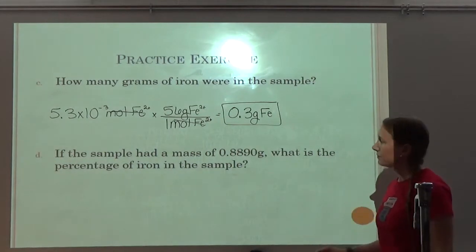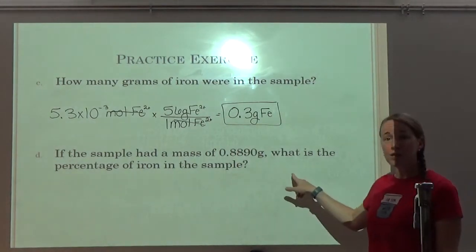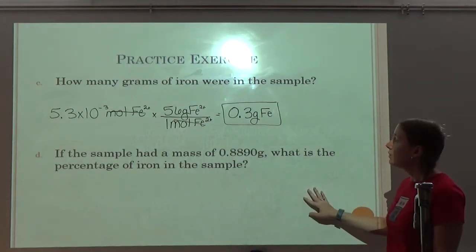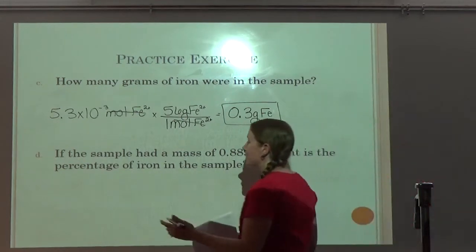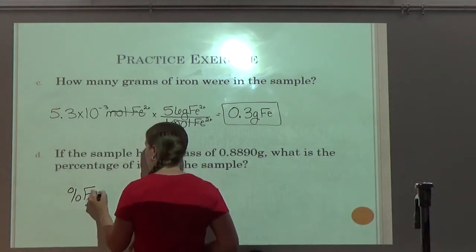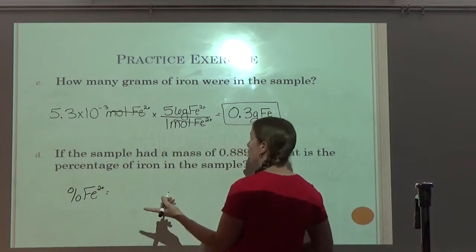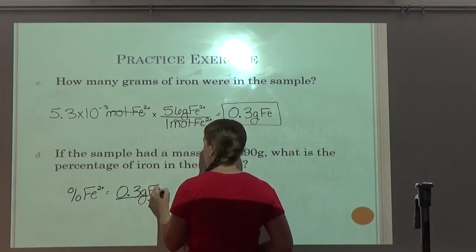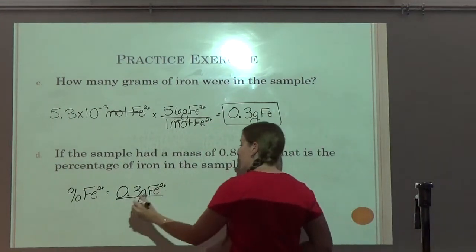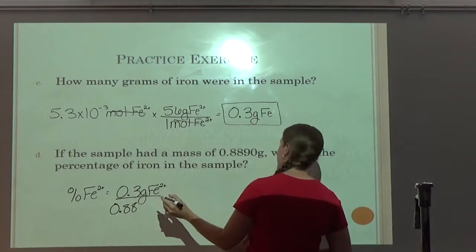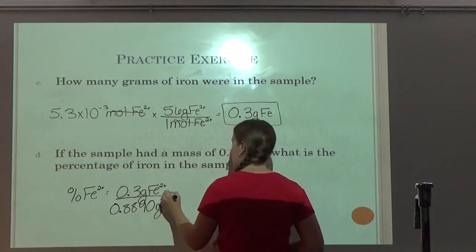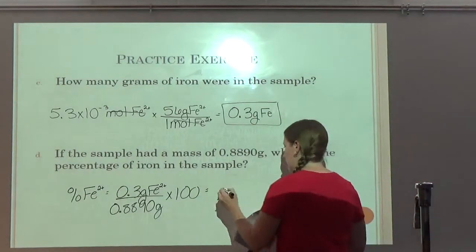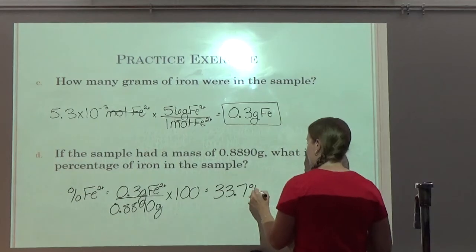Just like that. All right, so now this one's similar to the part B on mine. It says if the sample had a mass of 0.889 grams, what is the percentage of iron? Okay, so in this case, we're looking for our iron. So remember, it's the part, so just the iron, which we just calculated was 0.3 grams, over the whole, which they just told me is 0.8890 grams, times 100 to make it a percentage instead of a decimal. All right, so once I do that, I ended up getting about 33.7% iron.